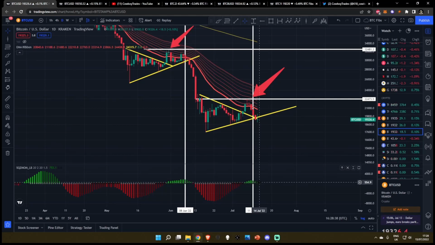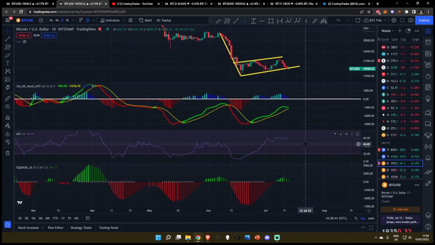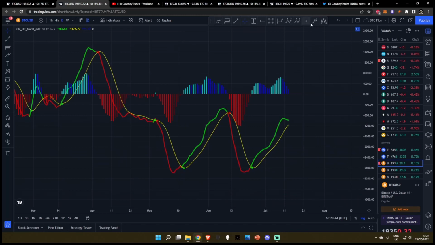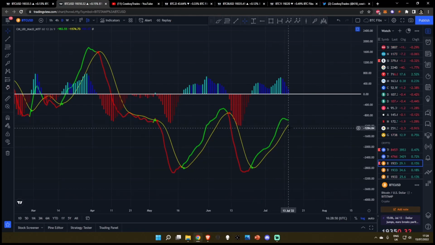We're not even at the heart line. We haven't got ready for that next major leg back to the downside. And if we look at our other momentum indicators, such as the MACD, you can still see we are in dark blue phases for the histograms on the MACD. The MACD has not yet flipped bearish.